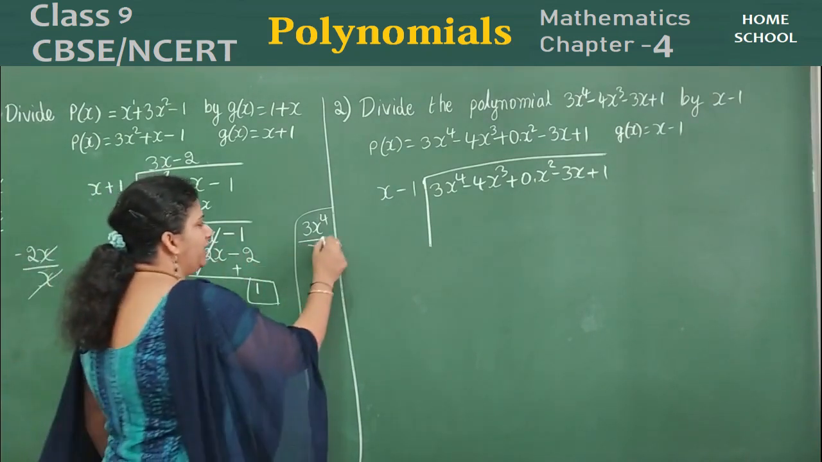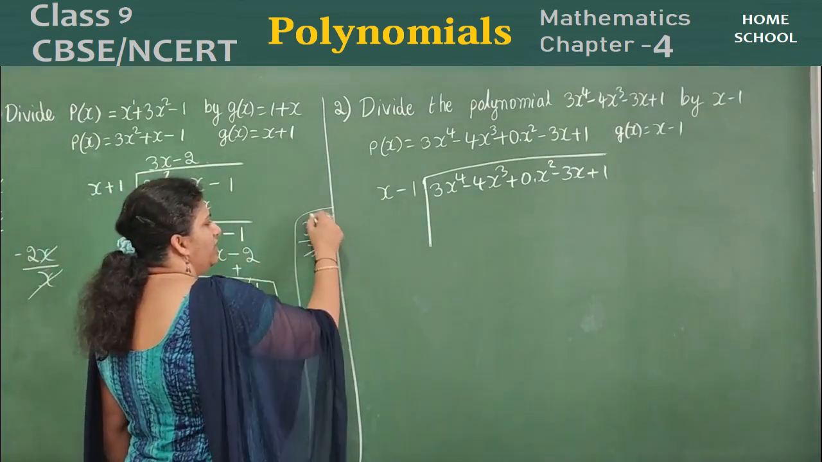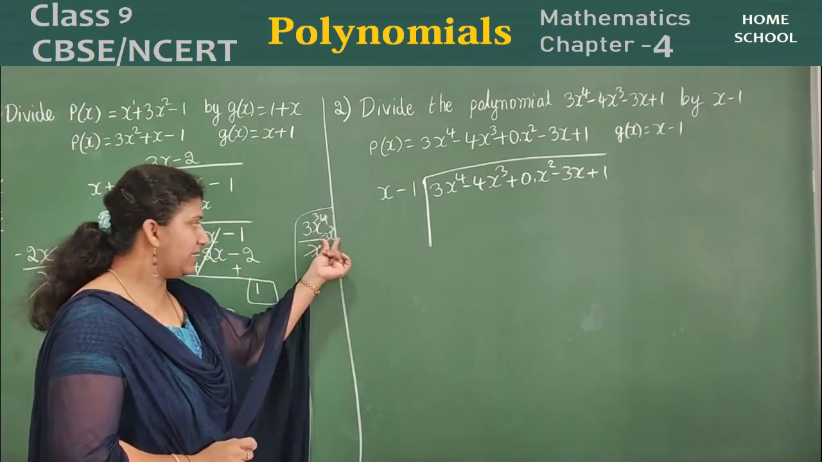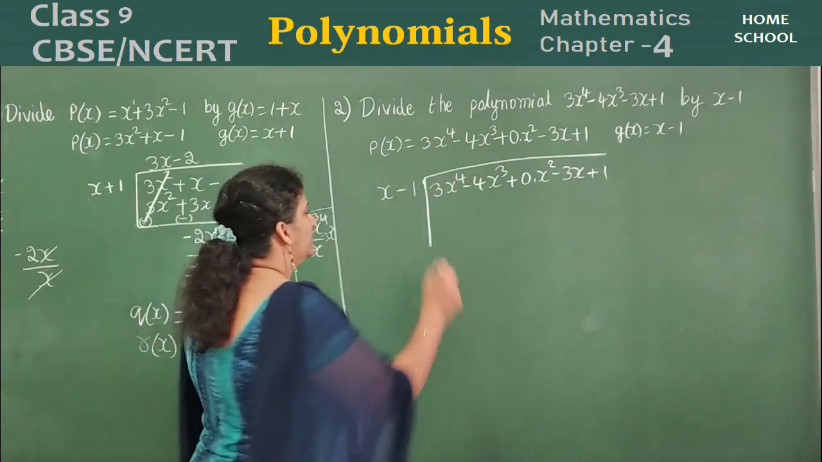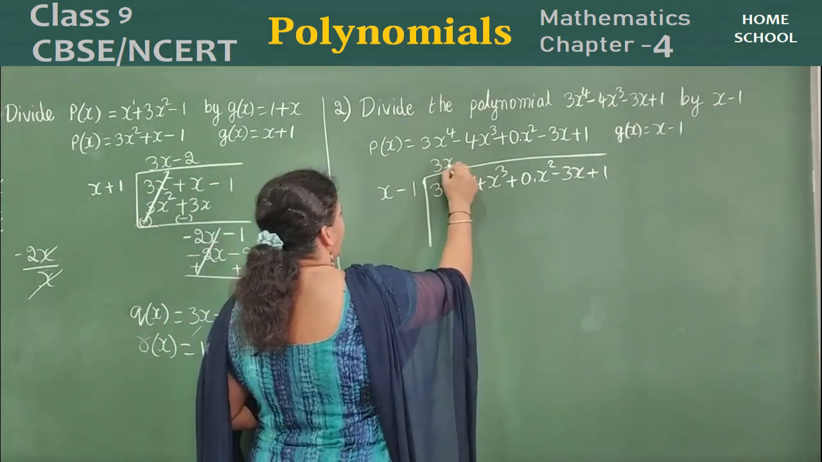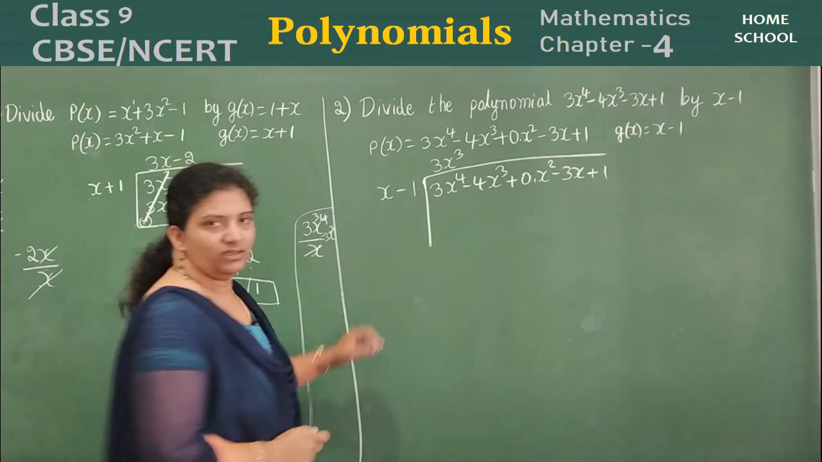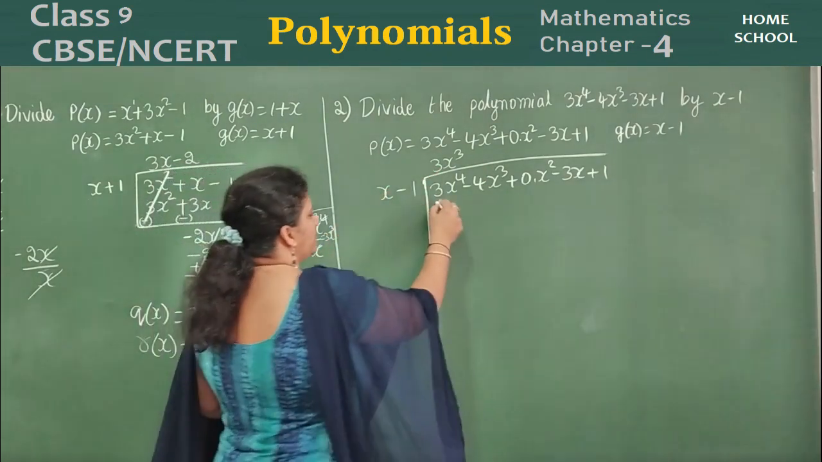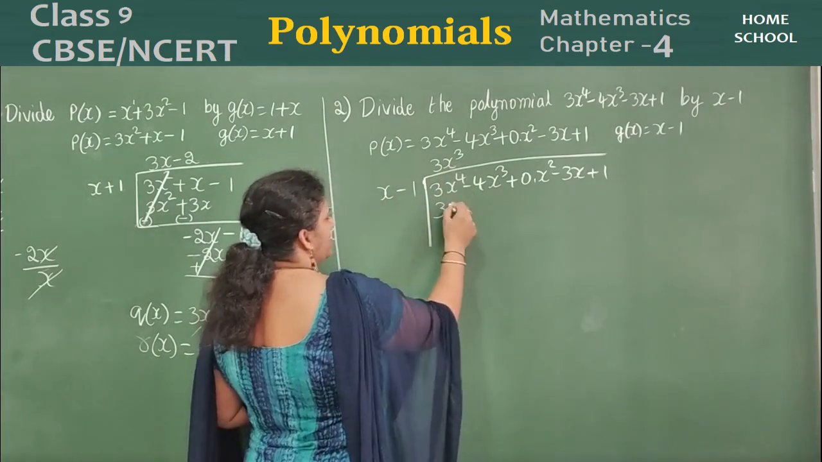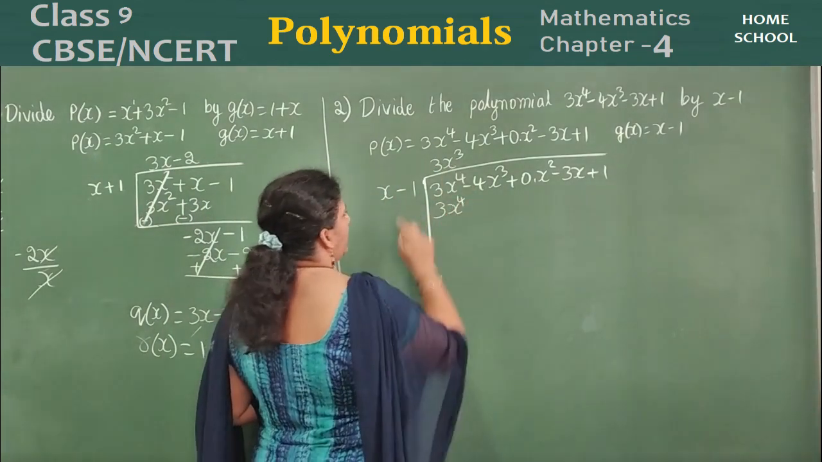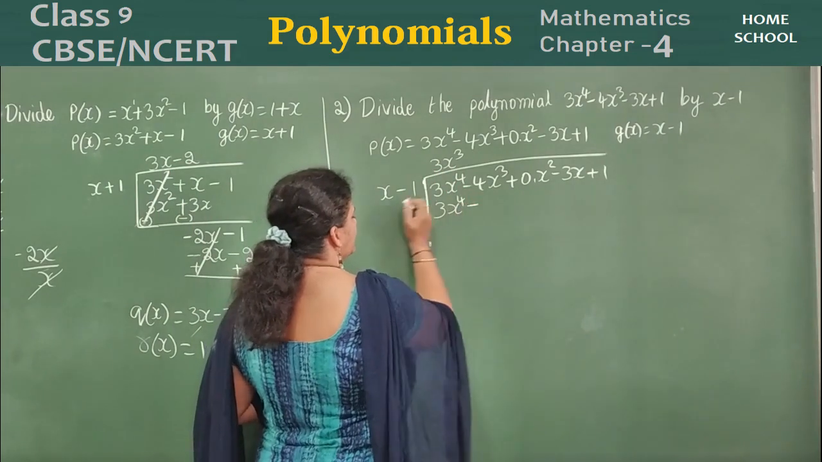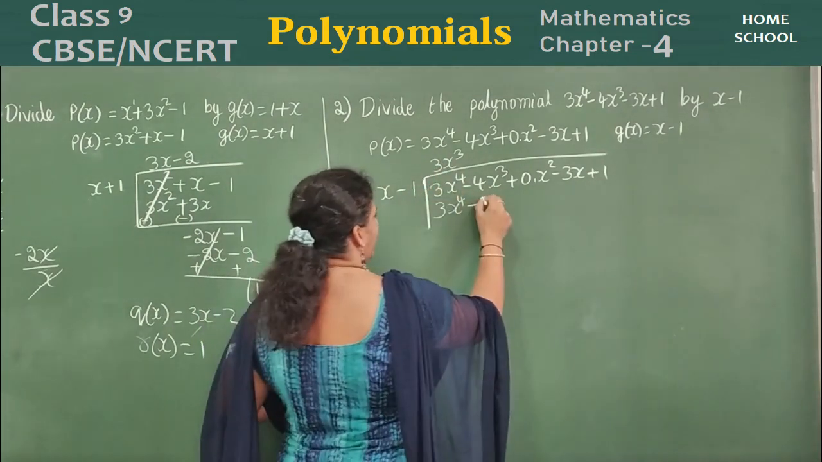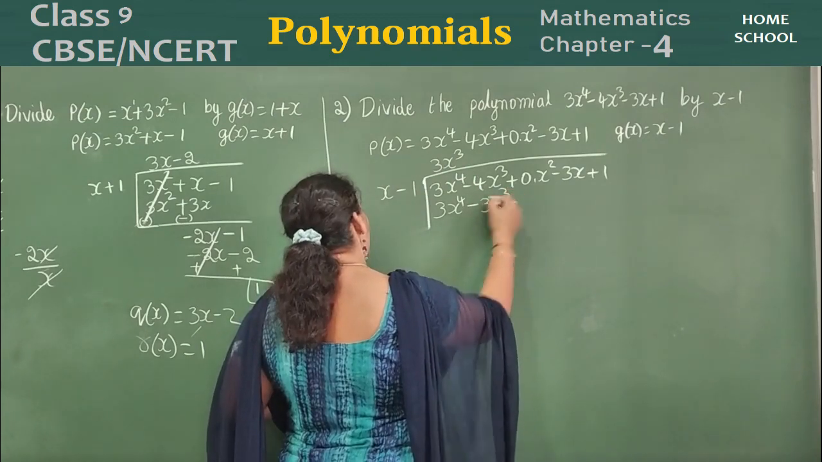Right? That only you write. That will be 3x cube is your answer. This 3x cube, write it here. That will be 3x cube, right? Now multiply the number. What do you have? 3 into 1 will be 3. X cube into x, x power 4. And plus into minus. So 3x cube into 1 will be 3x cube.